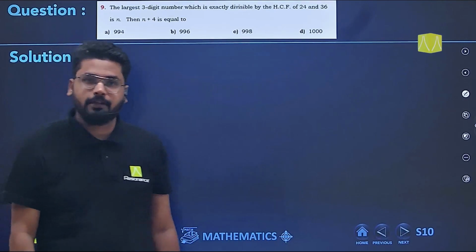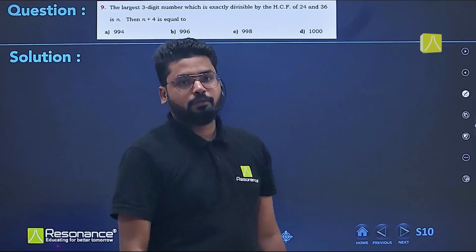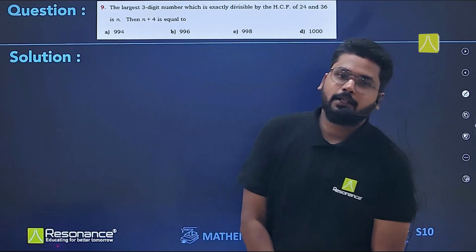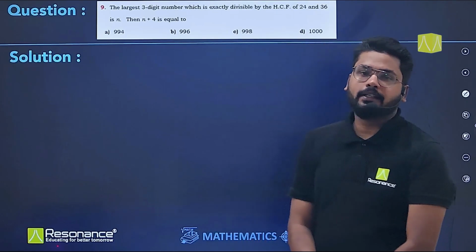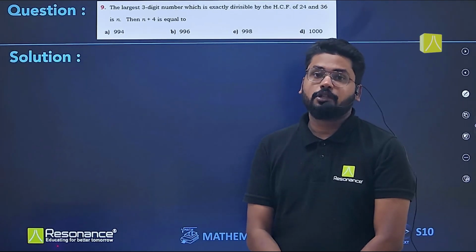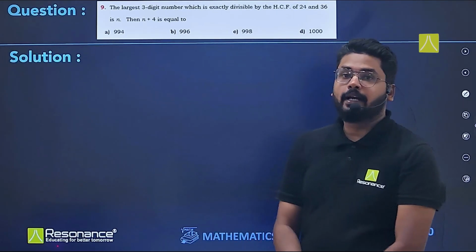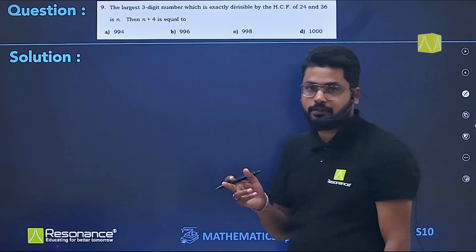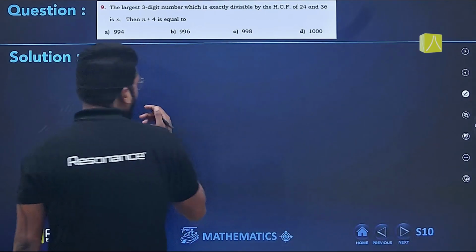Now the next question is: the largest 3-digit number which is exactly divisible by HCF of 24 and 36 is n. Then what is the value of n plus 4? First we have to find the HCF of 24 and 36, and then find the largest 3-digit number which is divisible by the HCF of 24 and 36.